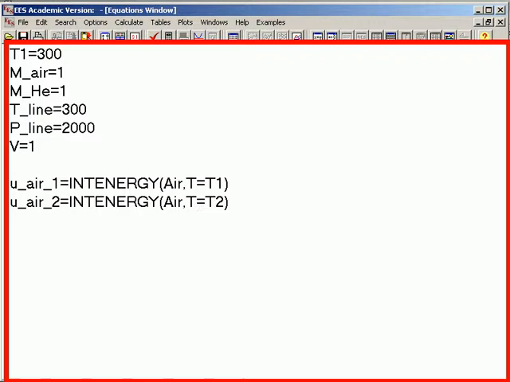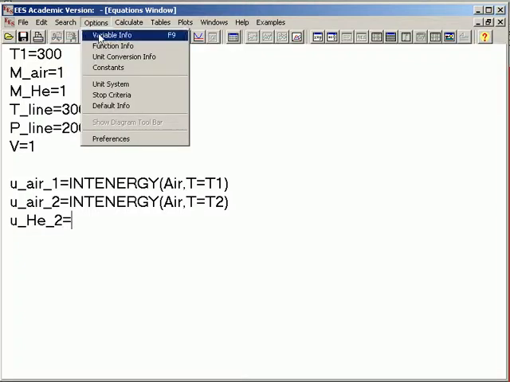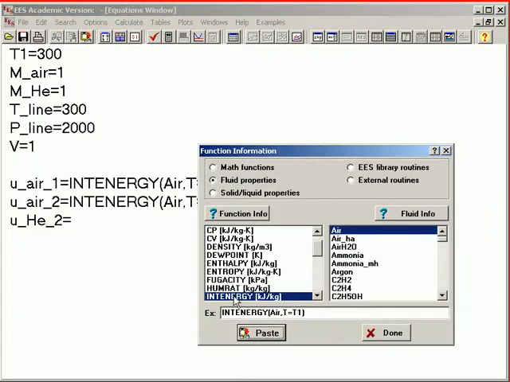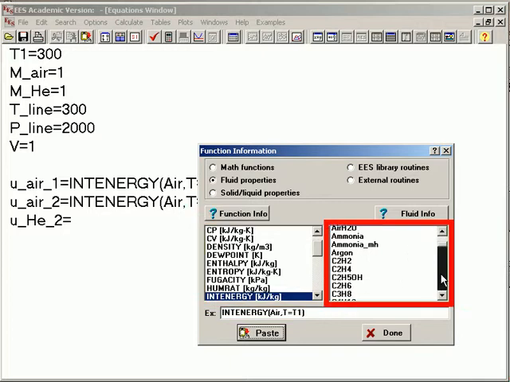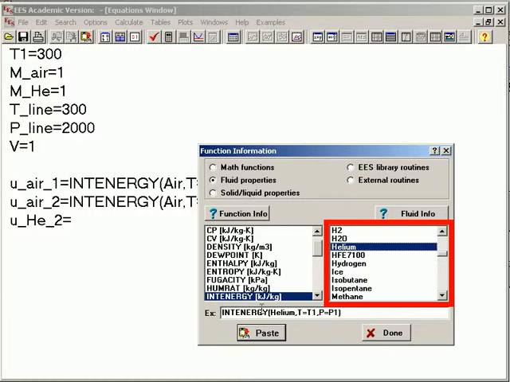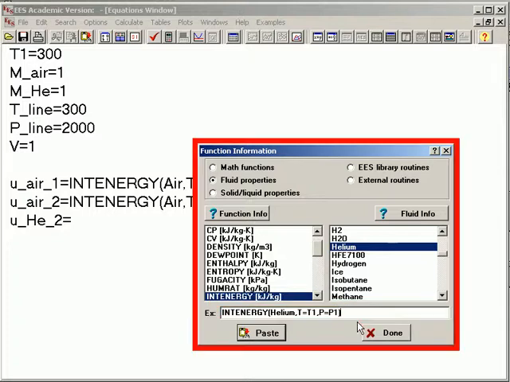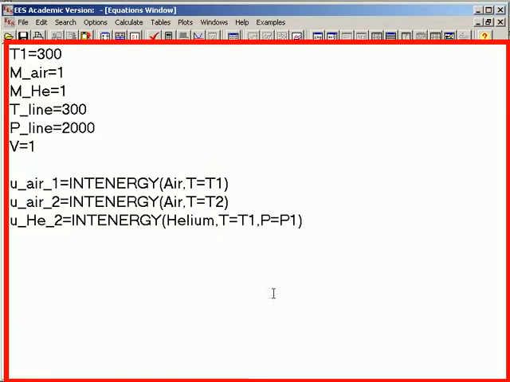We also need to know the internal energy of helium at state 2. And so again, if we come up here to our function info, internal energy, we can now scroll down and look for helium in this list, and we get helium. And we see here that the function call now looks the same. Of course, internal energy, we've got helium, but now we have to give it both a temperature and a pressure. So let's paste that in.